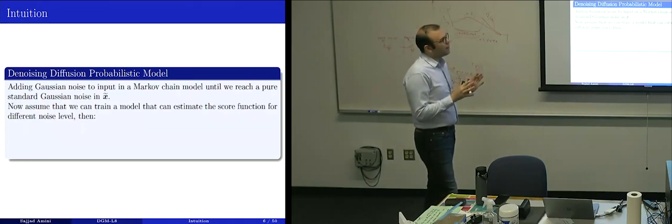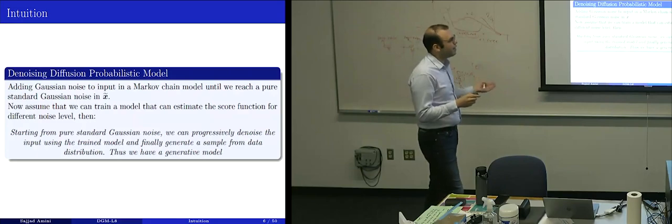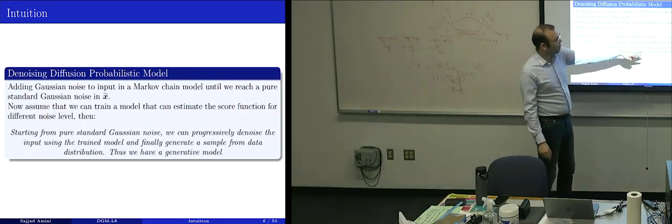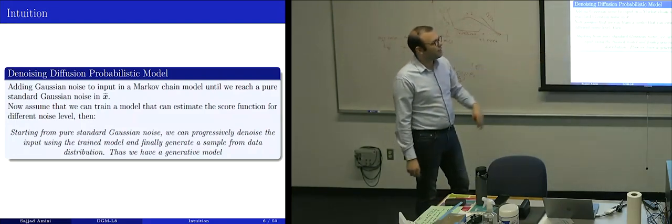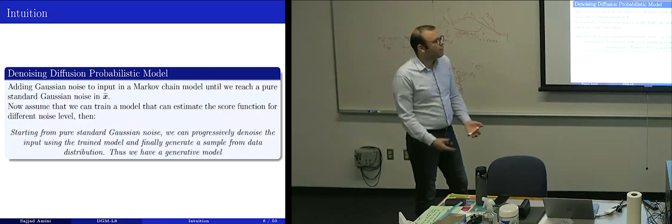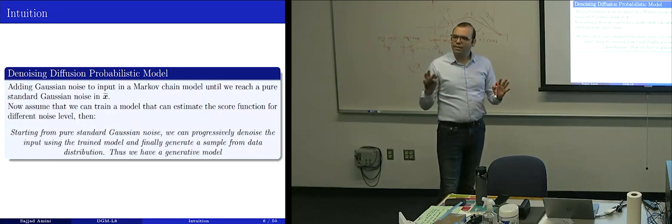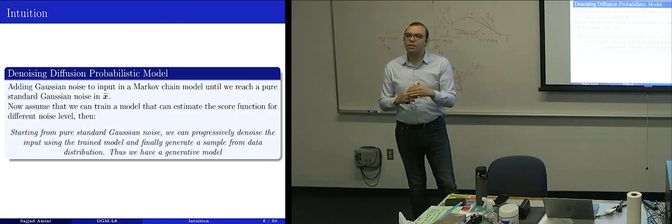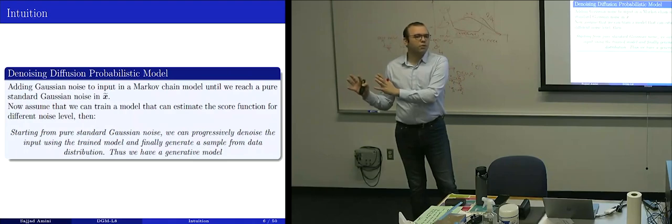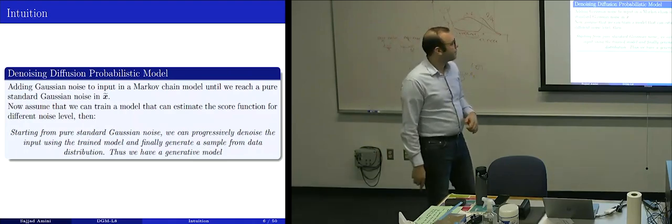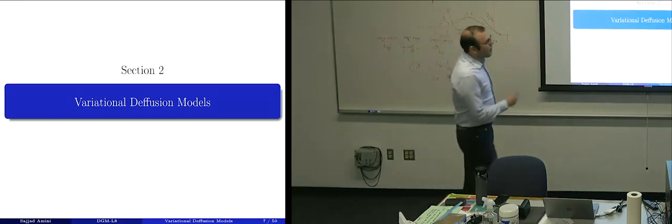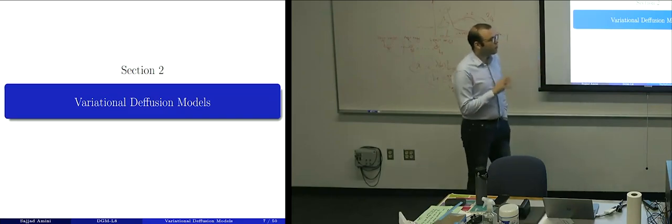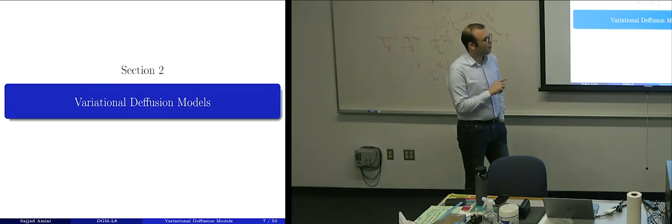So now assume that you can train a model that can estimate the score function for different noise levels. Then, starting from pure standard Gaussian noise, we can progressively denoise the input using the trained model and finally generate a sample from the data distribution. Thus, we have a generative model. So we just want to add other steps in between so that in the noise addition process, at the end, we have exactly pure noise and start to denoise that one. This is completely aligned with our generation, because our generation starts from pure noise. This is what we will cover in the diffusion models. We will talk about variational diffusion models, but there are other approaches for diffusion models. You can follow them. But because this one is aligned with our intuition of ELBO, this is a great option to be discussed here.